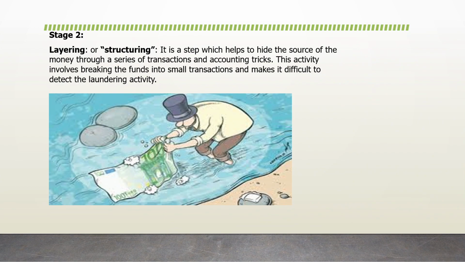Stage 2, layering or structuring. It is a step which helps to hide the source of money through a series of transactions and accounting tricks. This activity involves breaking the funds into small transactions and makes it difficult to detect the money laundering activities. For example, electronically moving funds from one country to another and dividing them into advanced financial options, moving funds from one financial institution to another or within accounts at the same institution, and using shell companies to obscure the ultimate beneficial owner and assets.